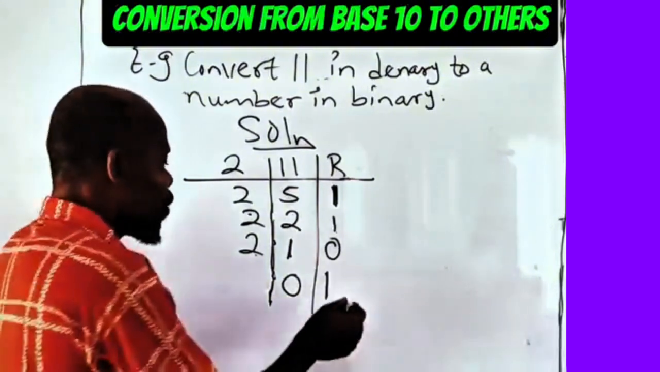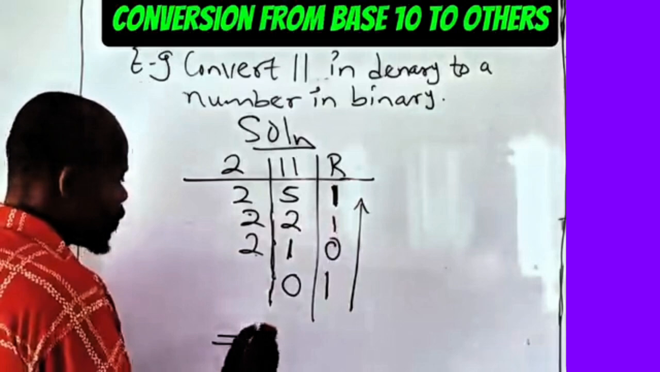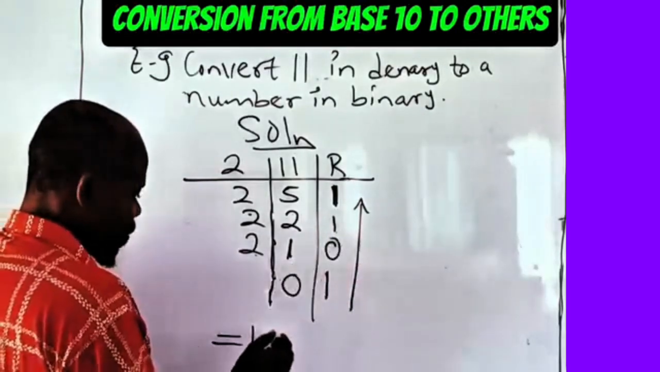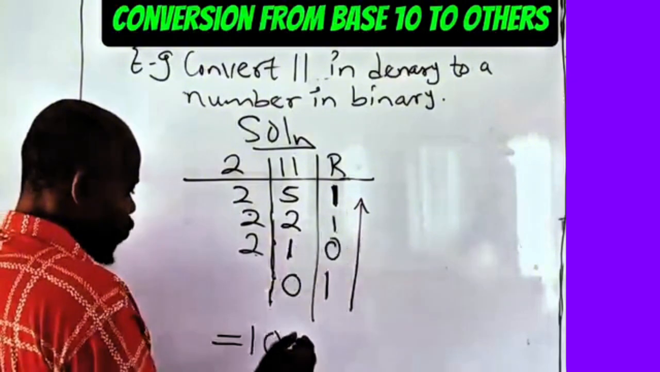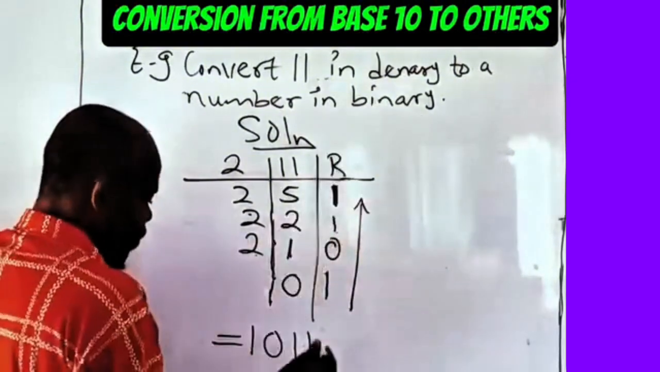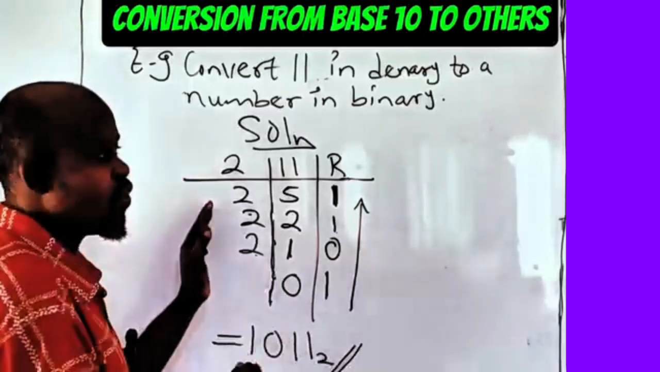So your answer, you will just pick up from the bottom to the top. The first digit is 1. The next is 0. The next is 1. And the last one is 1. In binary means in base 2. So this is the answer to this question.